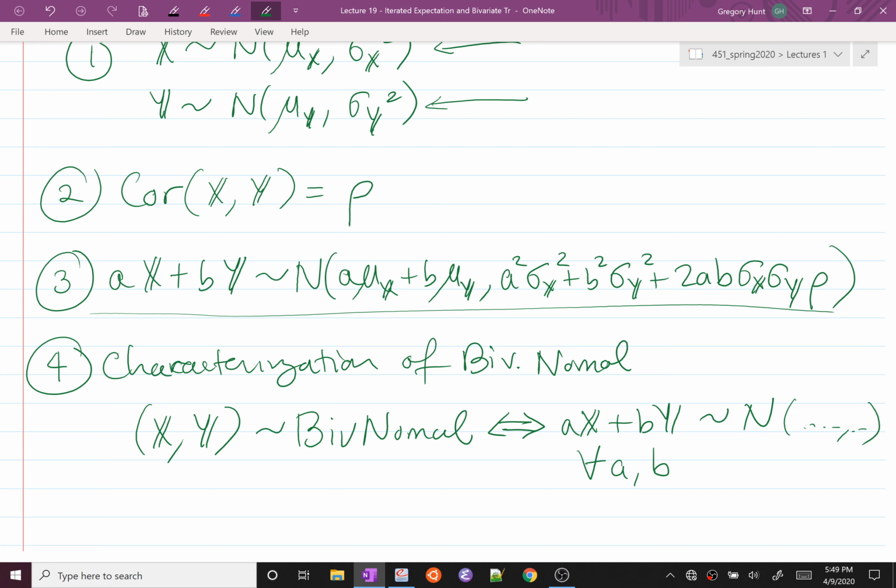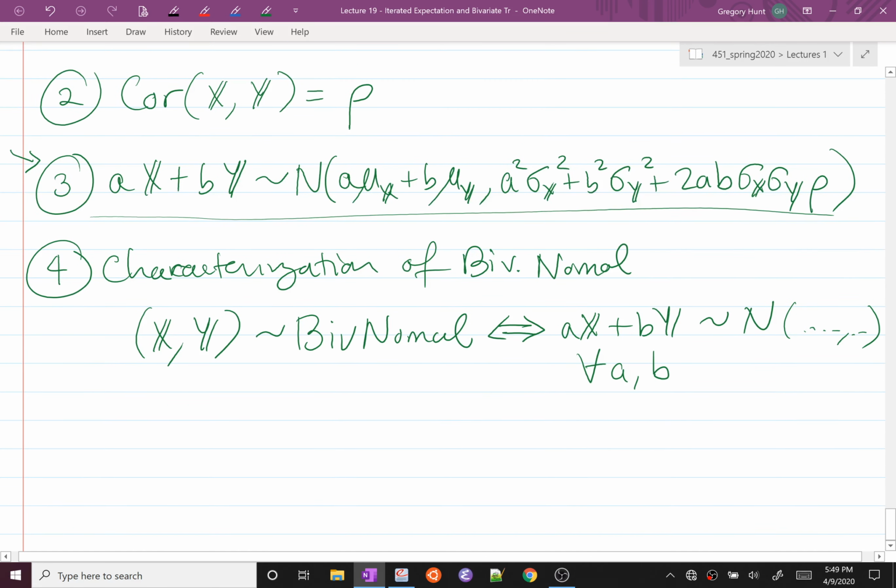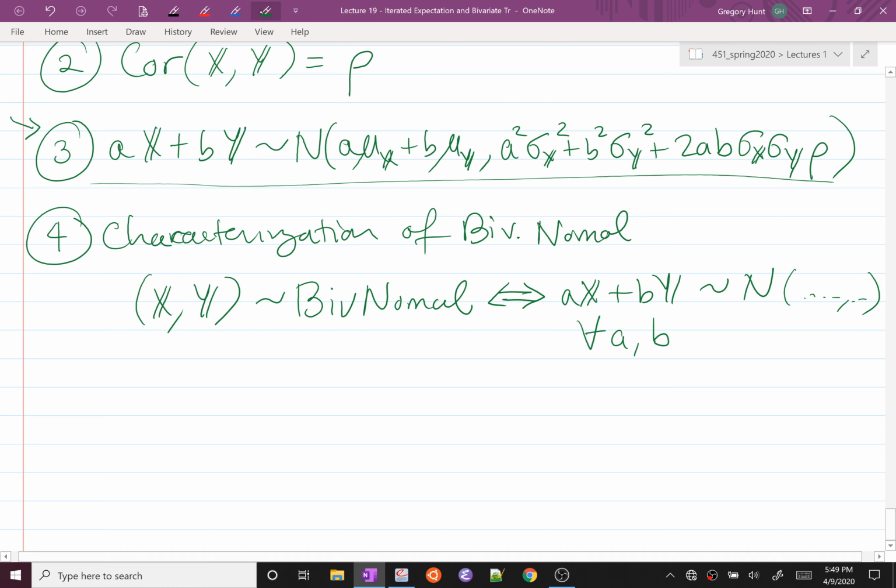So if they're bivariate normal, any linear combination is normal. We saw that in the third fact. But conversely, if I can take any linear combination and that gives me a normal, they must be jointly bivariate normal. That's not particularly useful in this case, but can sometimes be useful to just remember that bivariate normals are characterized by the set of all linear combinations being normal.